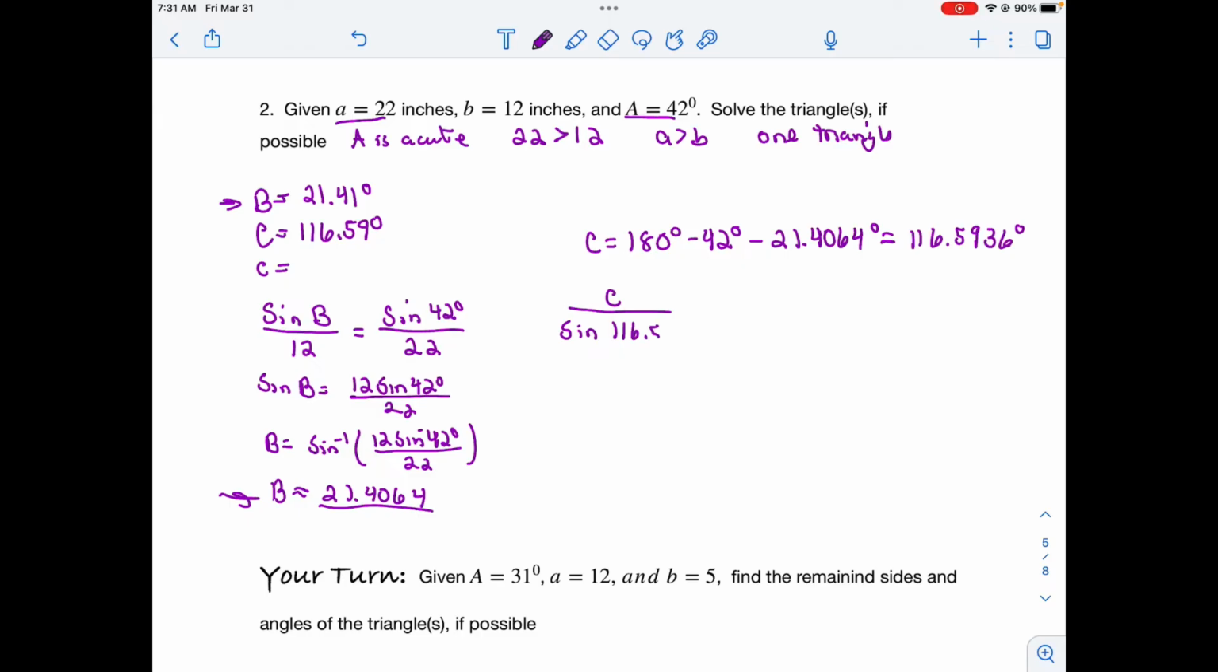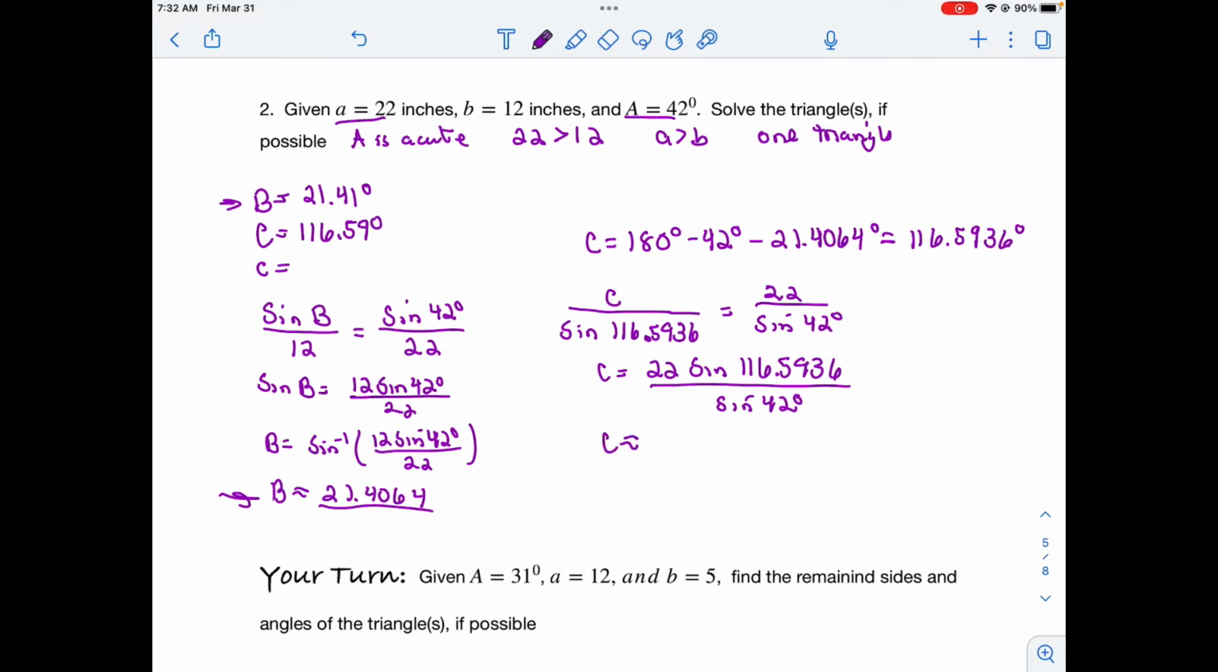Then I'm going to find the measure of side C. To find side C, I'm going to have to use the sine of angle C. Notice again, I'm using all 4 decimals in my calculations of the law of sines formula. Then I'm going to go back to the exact one given, the side B over sine of B, and solve this equation for C by multiplying each side by the sine of 116.5936 degrees.